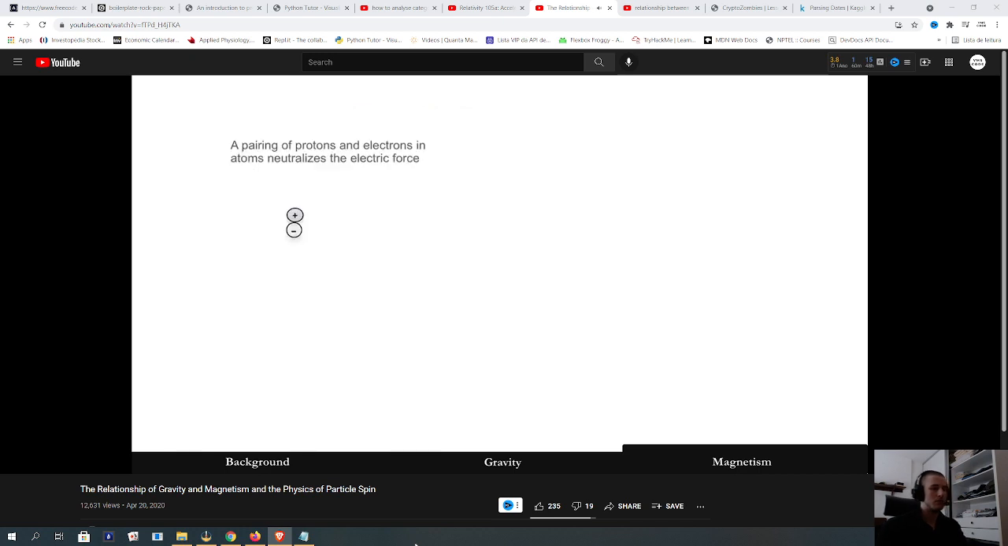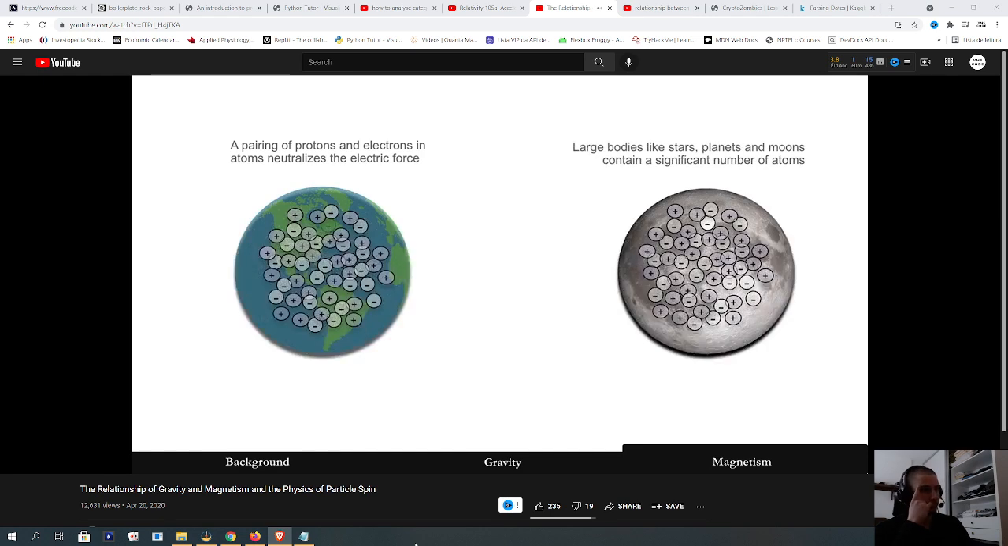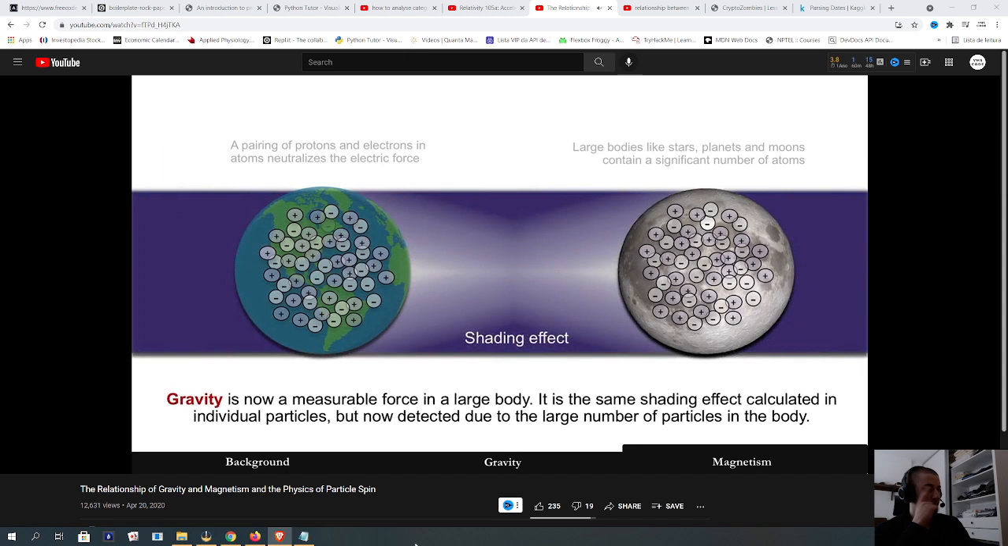All right, so now that proton and electron forms hydrogen, and other elements form, or atoms, neutralizing the electric force. And you put all those together, they make all sorts of different things, including people, but also large bodies like Earth and like the moon and stars like the sun. They contain a significant number of atoms, such that now that same shading effect that was shown for 2 particles actually can be detected. Gravity is the measurable force in a large body, and it's the same shading effect of those individual particles, but it can be detected due to the sheer number of particles in these planets and moons.